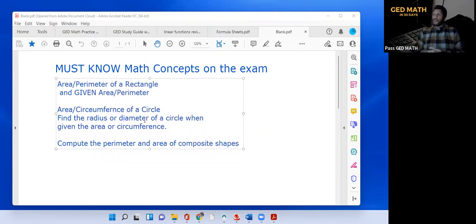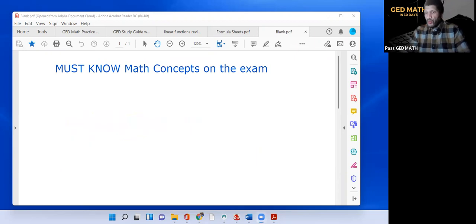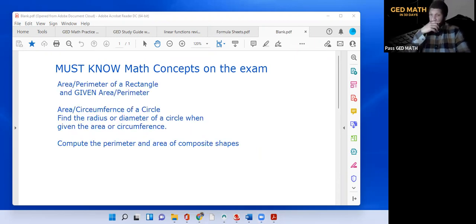So: area and perimeter of a rectangle, when given area or perimeter, solve for the unknown. Area and circumference of a circle, find the radius or diameter when given the area or circumference. And compute the perimeter and area of composite shapes. They are almost always on your exam. These three are on almost every single exam. I haven't seen a practice test or a real exam that these weren't on.